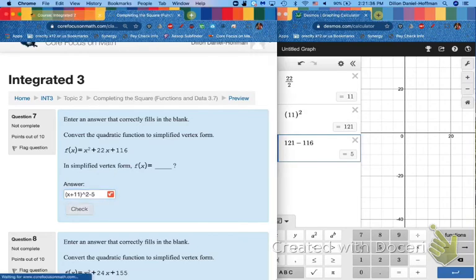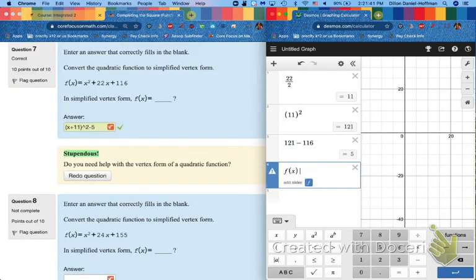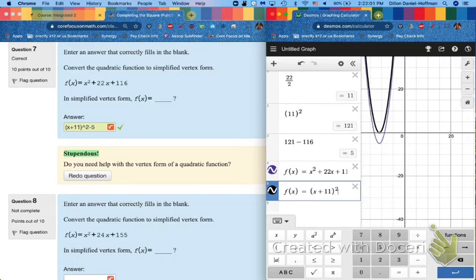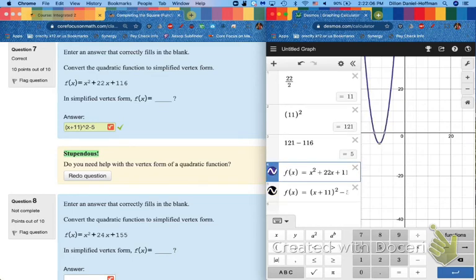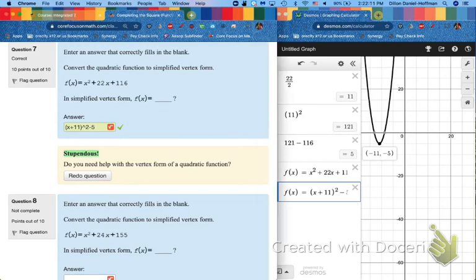And to prove again what's happening here, I'm going to type it out for you. F of x equals x squared. Whoop, forgot the rest of it. Plus 22x plus 116. And separately, I've got my f of x equals x plus 11 squared. And here we go. Minus 5. And now they match up perfectly. And the vertex will be negative 11, negative 5. Nice and easy. So helpful.